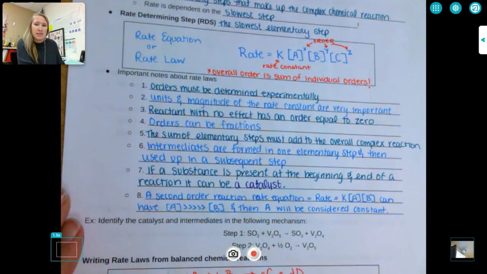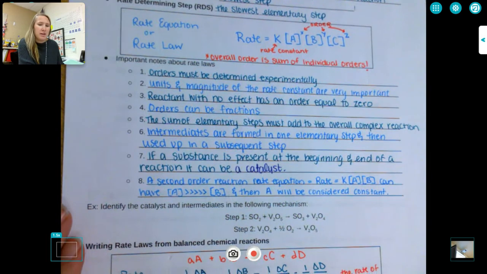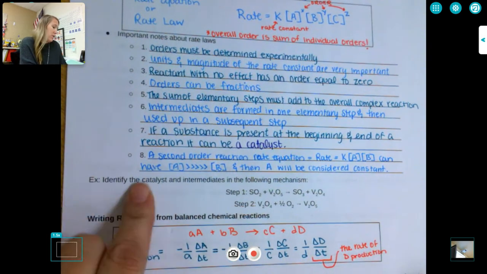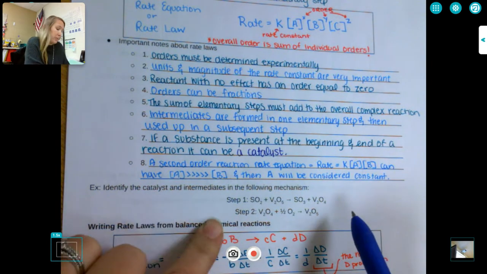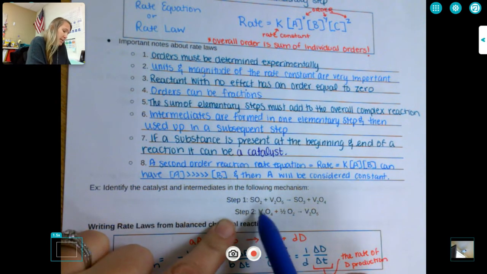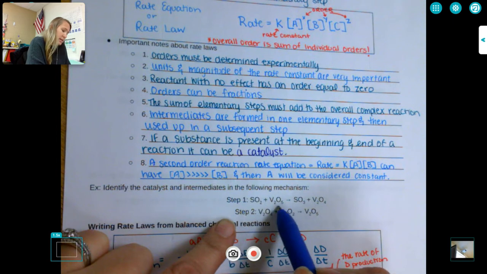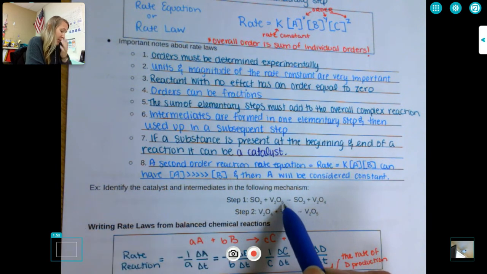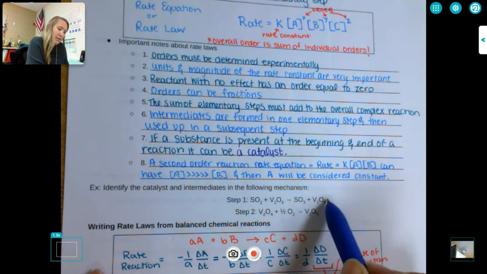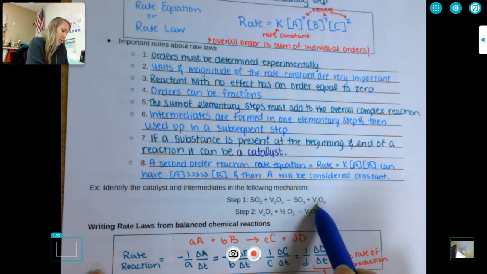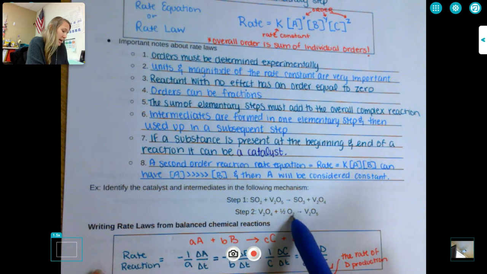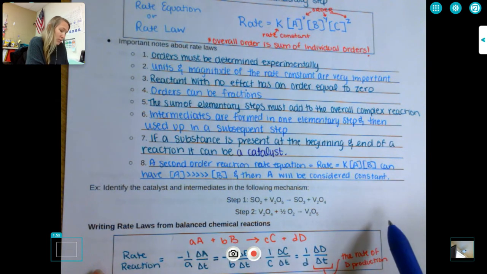So let's start putting some of these 8 notes about rate laws into practice. First, it asks us to identify the catalyst and the intermediates in the following mechanism. So we can see we have a 2-step mechanism. I have sulfur dioxide plus this vanadium oxide complex, make sulfur trioxide and a different vanadium oxide complex. And then that vanadium oxide, the V2O4, reacts with oxygen to make V2O5.